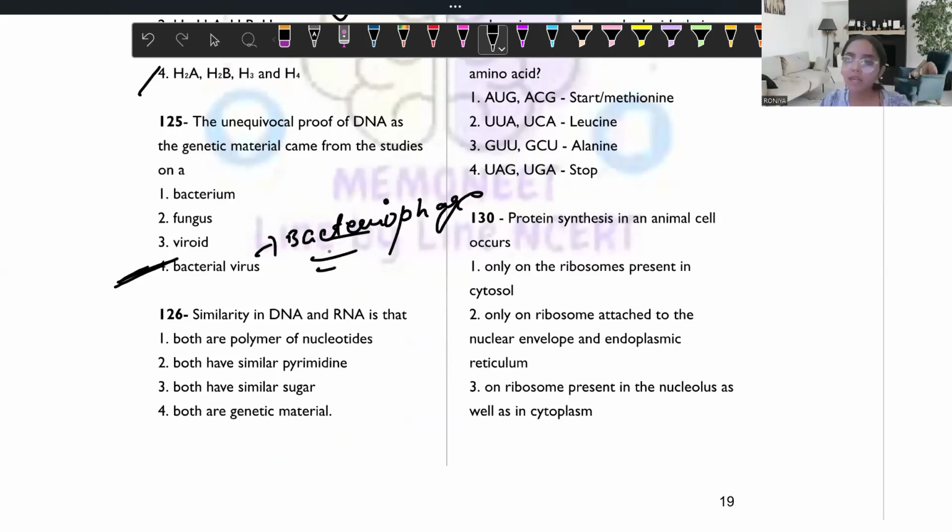Now, why have they given bacterial virus? Because they want to test you that bacterial virus is also called bacteriophage, because bacteriophage is written in NCERT. Some people will blindly read and remember bacteriophage, but not know that it is a bacterial virus. That's why they want to test whether you know that bacteriophage is a bacterial virus or not.